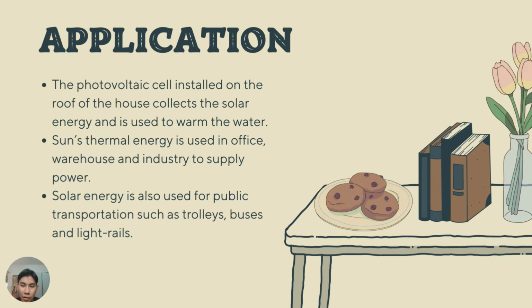The photovoltaic cell installed on the roof of the house collects the solar energy and is used to warm the water. Sun's thermal energy is used in office, warehouse, and industry to supply power. Solar energy is also used for public transportation such as trolleys, buses, and light rails.